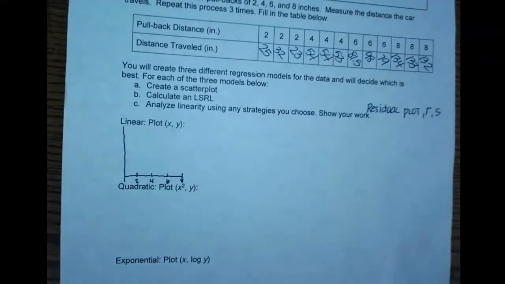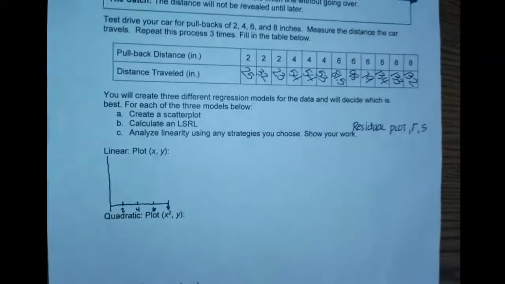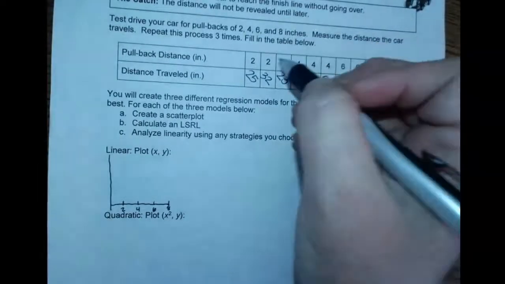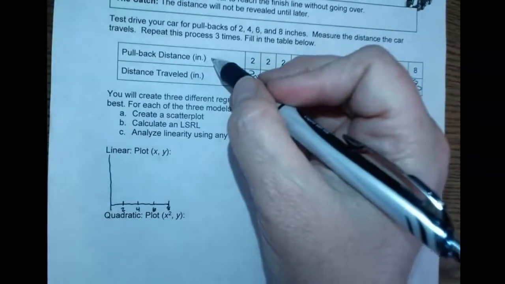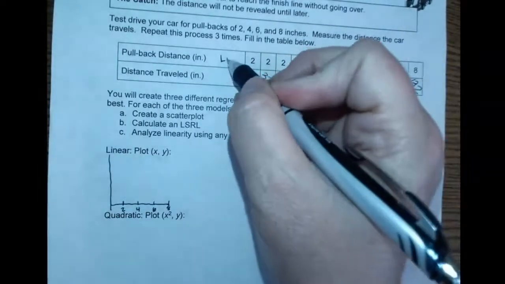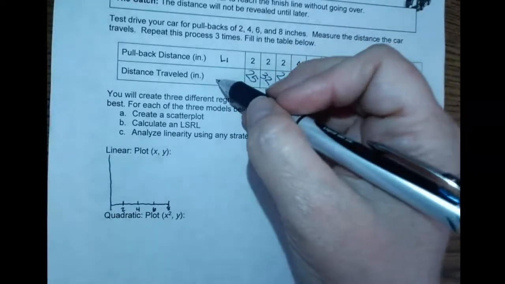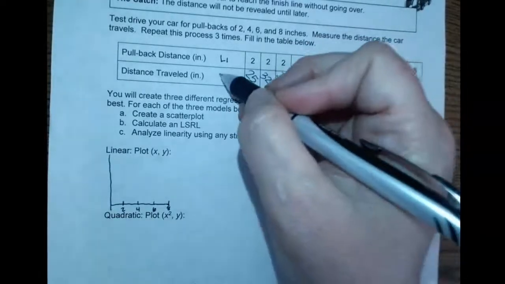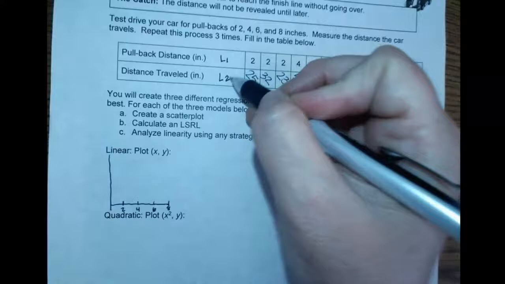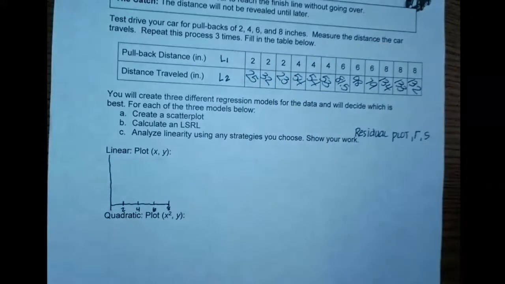So you're going to need your calculator, and you're going to need to put in your calculator your explanatory variable, which is your pullback distance. So it's going to go in list 1. Your distance traveled is your response, because it's the response to how far back it was pulled back. So that's going to go in list 2. Pause the video and come back when you're done.